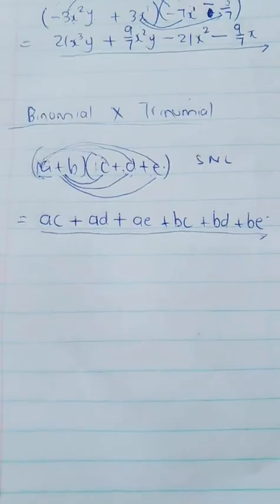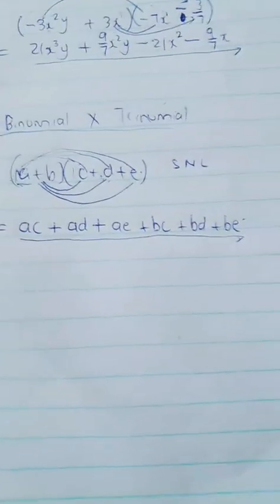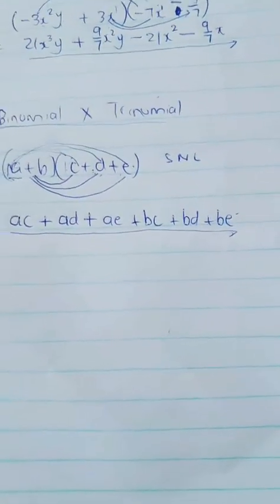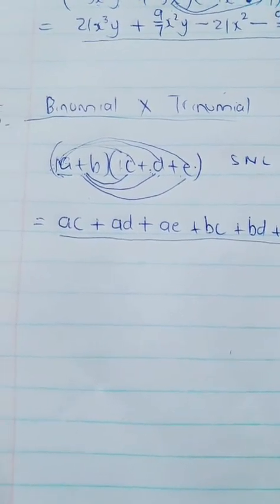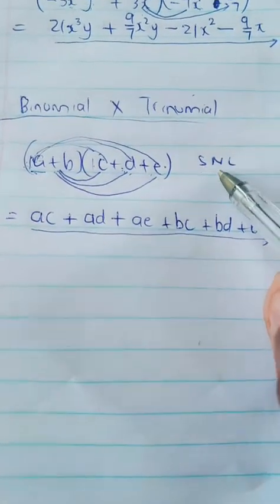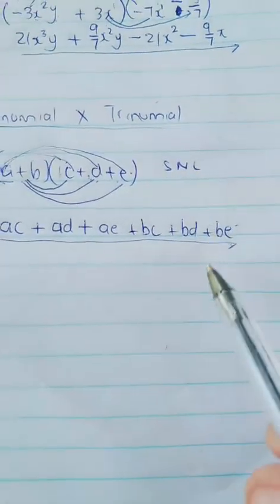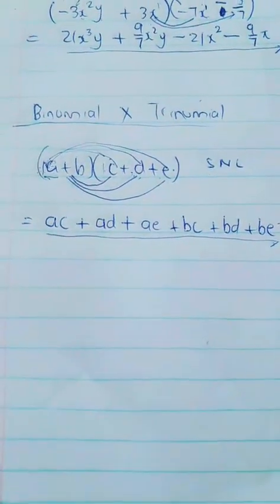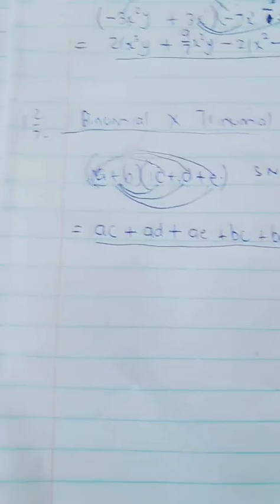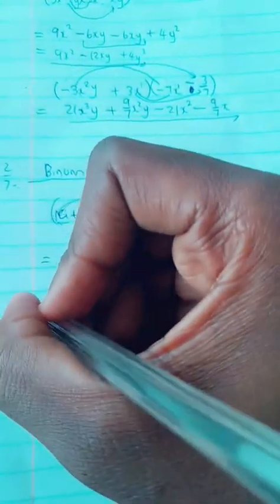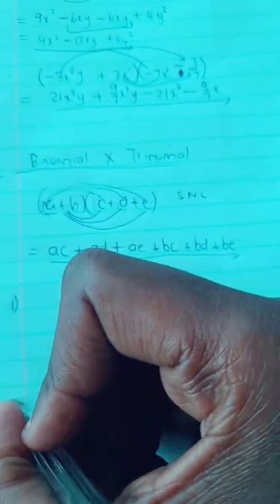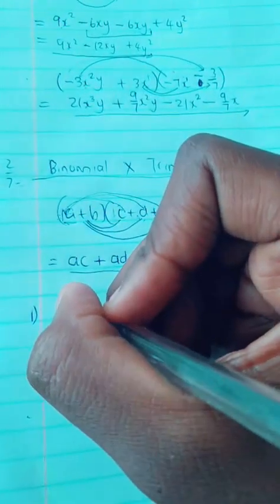Okay, so guys, this is basically binomial by a trinomial. We're just distributing using SNL. We use the distributive law. We multiply the signs, we multiply the numbers, we multiply the letters, and then if they are like terms, we add them. If they are not, we leave them, all right? And we leave the terms as they are, okay? So I'm just gonna do 2 examples, and that would be it for today, guys. So first example.